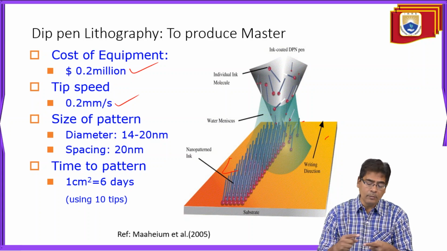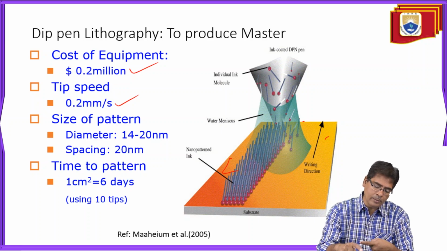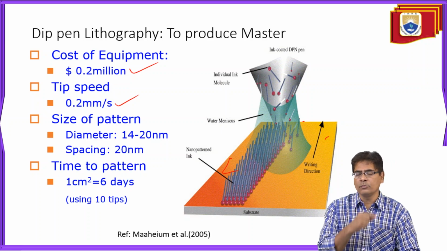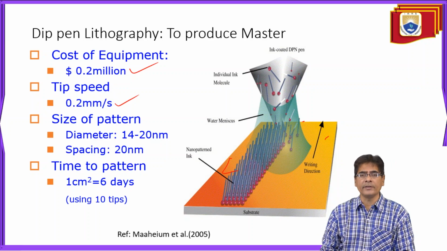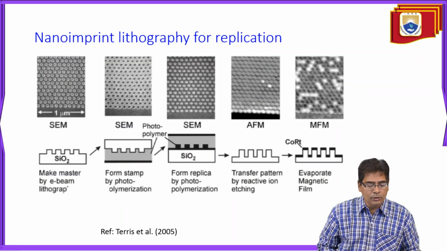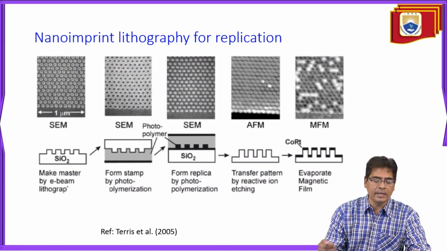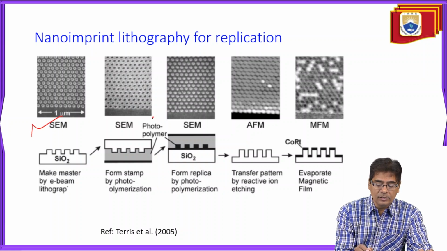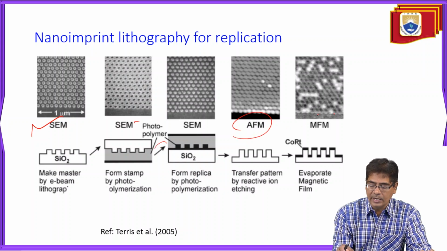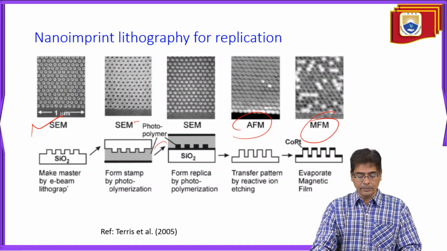But 10 tips in the sense there will be cantilevers connected with the tips, and the tip will firmly poke on that particular substrate to write that pattern. So that is the importance of using dip pen lithography. When we speak about nano imprint lithography for replication, we have the SEM image, whose dimension is calculated as 1 micrometer here, and this is the SEM for using photopolymers. These are the AFM and MFM images of particular lithographies that have been used for replication.